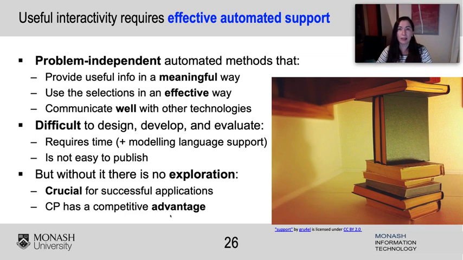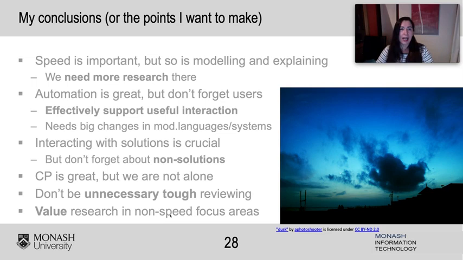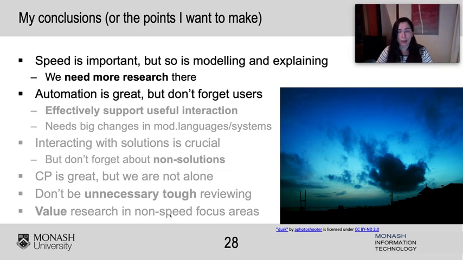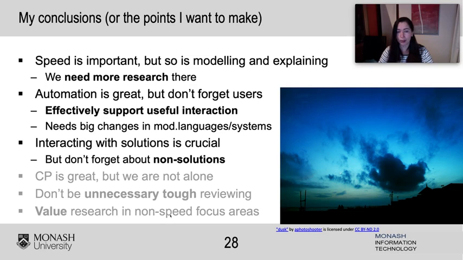Okay, conclusions. That's the end. My conclusions are the points that I want to make. Speed is important, but so is modeling and explanation, and we need more research there. Automation is great, but don't forget users. And effectively supporting useful interaction is crucial. And this requires big changes in modeling languages and systems. Interaction, as I said, with solutions is crucial. But don't forget the non-solutions.